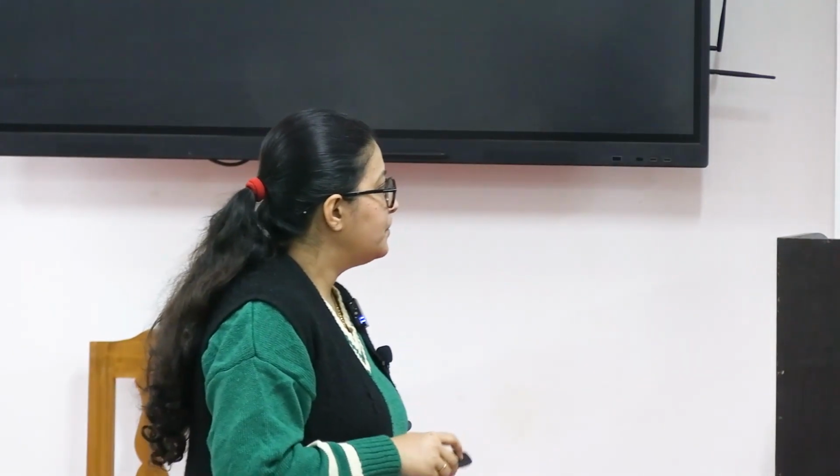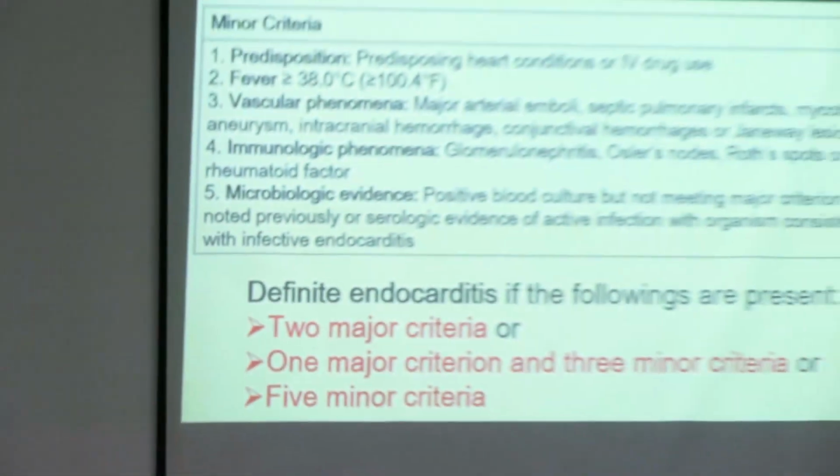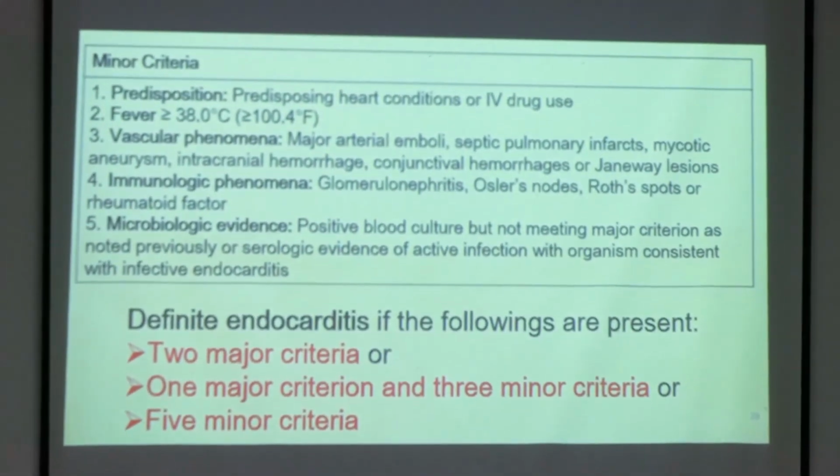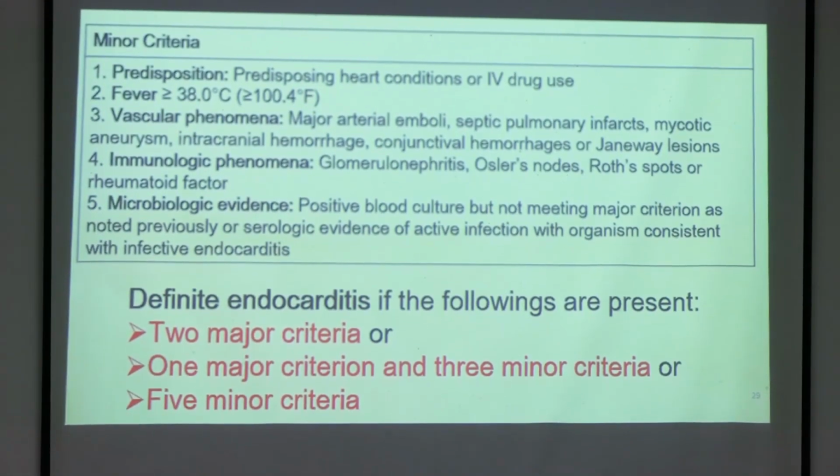So how do you define endocarditis now? You have these criteria. There are two major criteria. If both the major criteria are present, it is definite endocarditis. But if only one major criteria, then you have to have 3 minor criteria. And if no major criteria is there, then you have to have all 5 minor criteria. So this is your modified Duke's criteria.